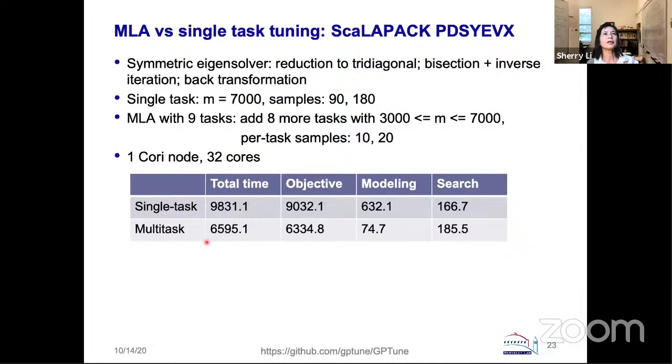You can see in this table I gave you the different times. The total time for single task is 9,000 seconds, and multitask is cheaper. The objective function evaluation time is here, then the modeling and the search time. For this problem, the majority of the time is spent in objective function evaluation. The modeling and search is relatively cheap, and the reason is the number of parameters is only 3, I think, so your covariance matrix is relatively small. The linear algebra part in the modeling and search is relatively trivial compared to the function evaluation.